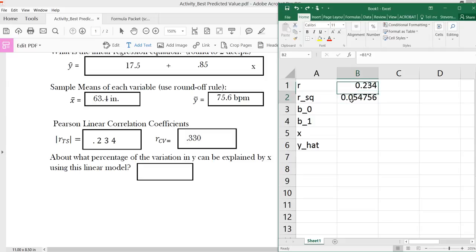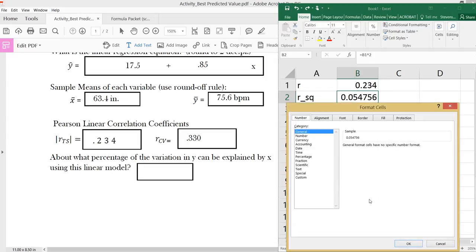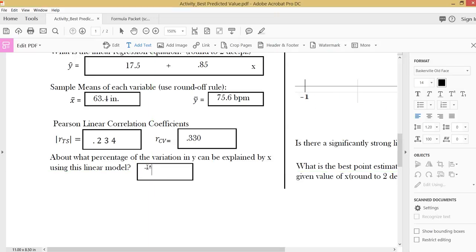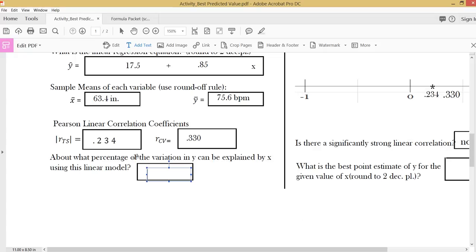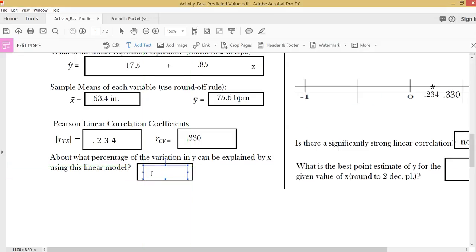All right, now the other thing that you can do here is you can right click, format cells, and turn this into a percentage. So now that answers our question. 5.48% was the answer. So when you square 0.234 and turn that into a percentage, you get 5.48%.